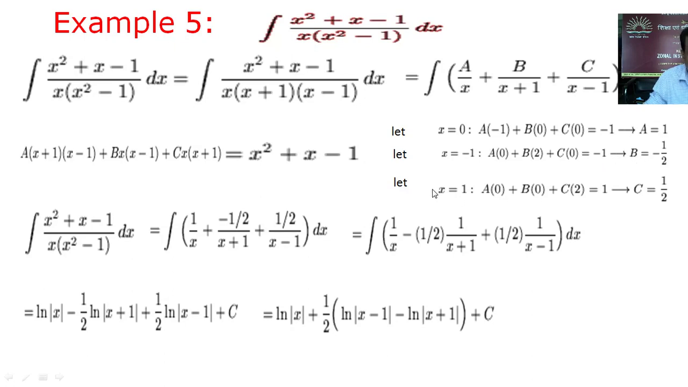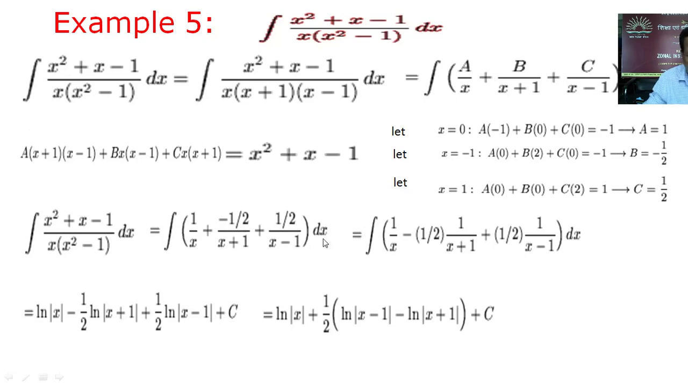And finally, taking x is equal to 1, it will be a into 0 plus b into 0 plus c into 2 is equal to 1 plus 1 minus 1 is 1. So c becomes 1 by 2. So by taking three different values of x, we have found a, b and c. So now the given integral becomes a by x, a is 1 by x plus b by x plus 1 means minus 1 by 2 by x plus 1 plus c is 1 by 2 by x minus 1 dx.